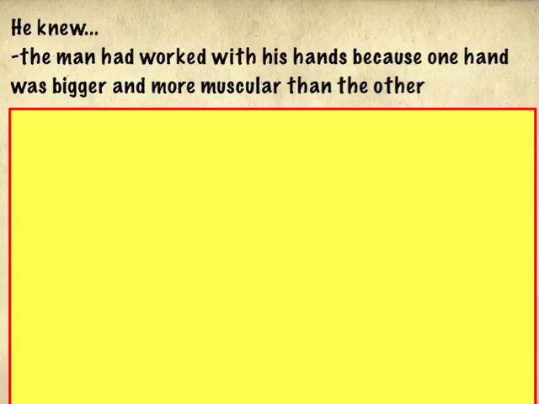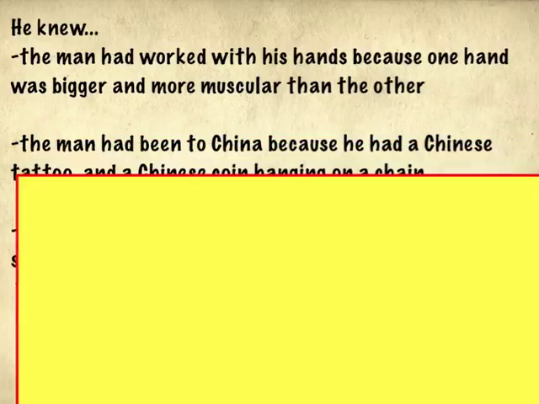So he knew that the man had worked with his hands because one hand was bigger and more muscular than the other, and from that information he was able to infer that since when people work with their hands a lot, they often favor one hand and that hand gets strong. This guy must have done that.